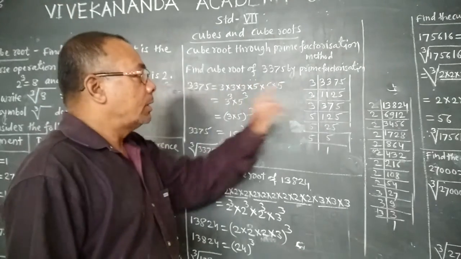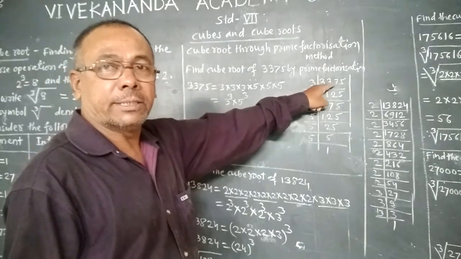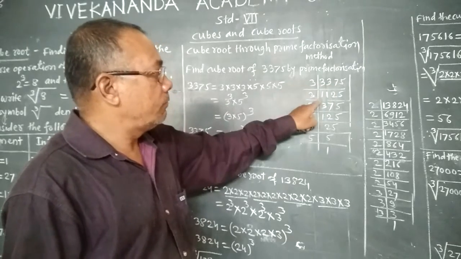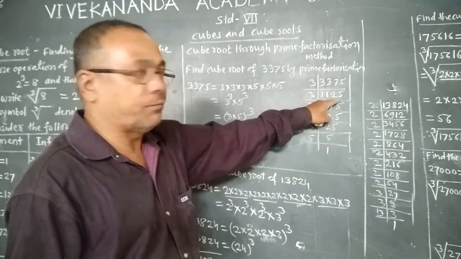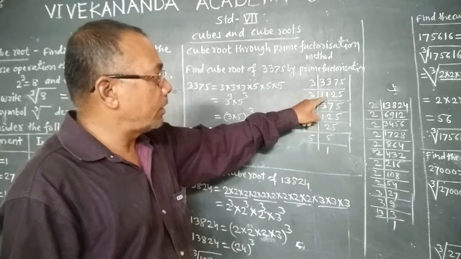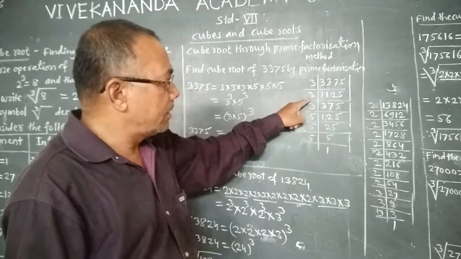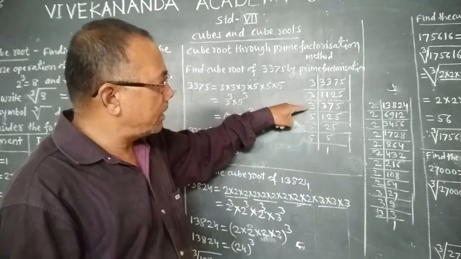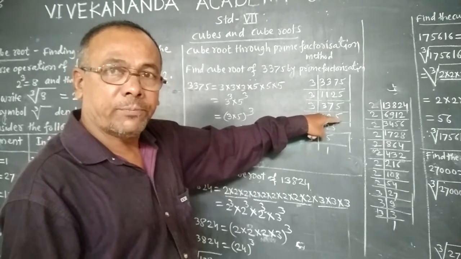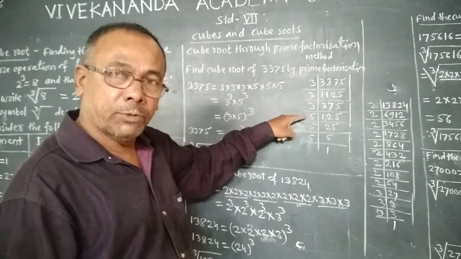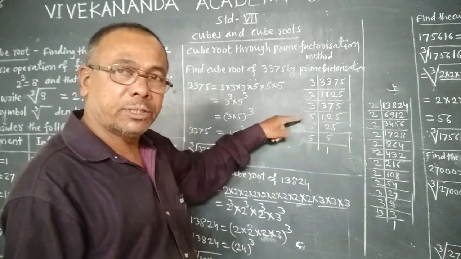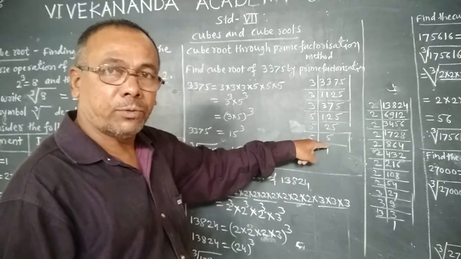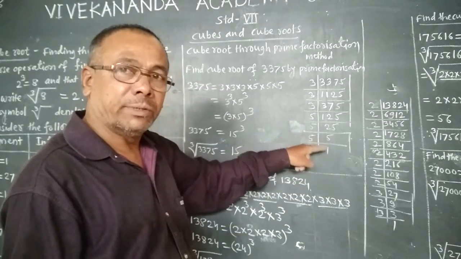First of all, I have factorized 3375 here. If we divide 3375 by 3, we get quotient 1125. Again, 1125 is divisible by 3, we get quotient 375. 375 is divisible by 3, we get quotient 125. 125 is divisible by 5, then we get quotient 25. 25 is divisible by 5, and we get quotient 5. Again 5 is divisible by 5 and we get 1.